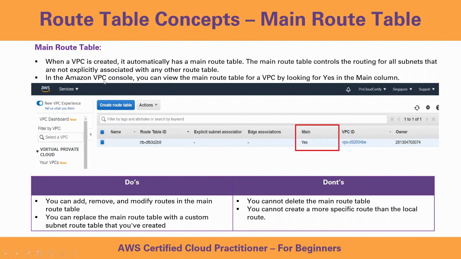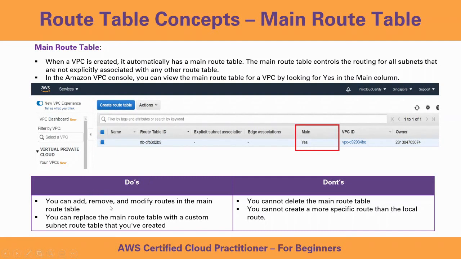In the AWS VPC console, you can view the main route table for a VPC by looking for yes in the main column. As you can see, in the top part of your VPC dashboard, when you click on route tables, you will see this section. In this case, we have just a single default route table, which is our main route table, and you can see from the main column that it explicitly says yes, so this is the main route table.